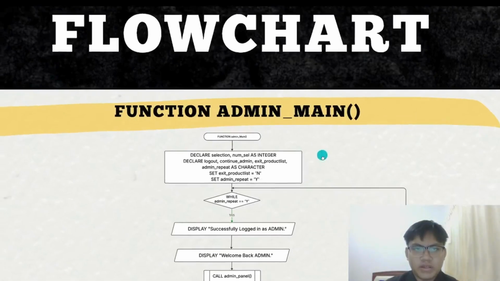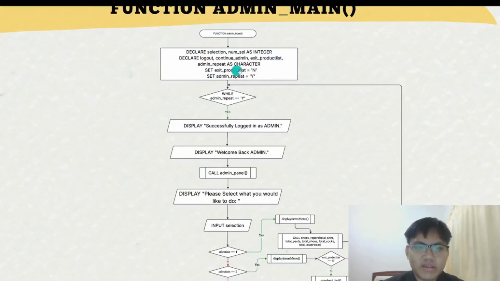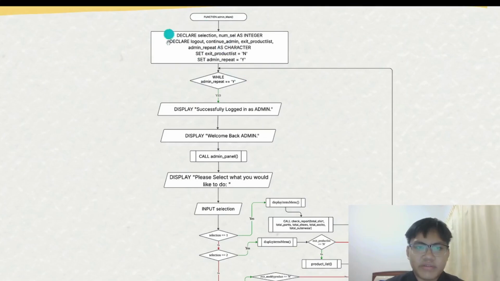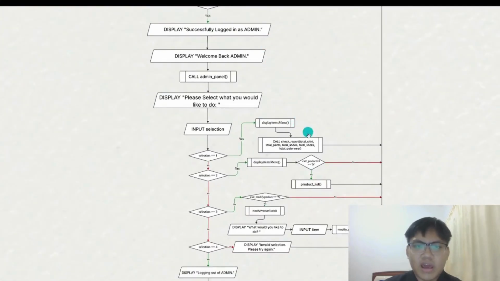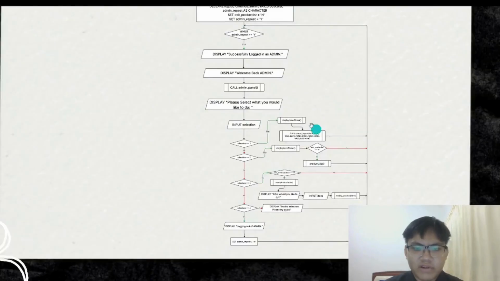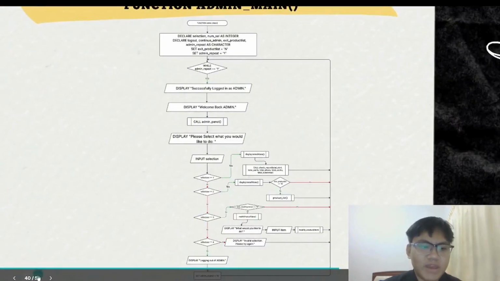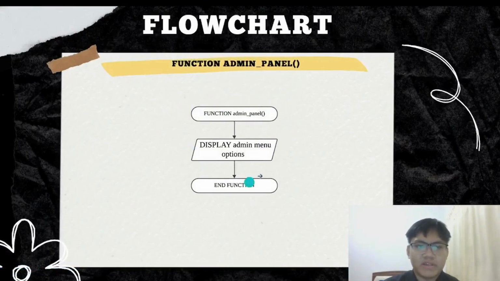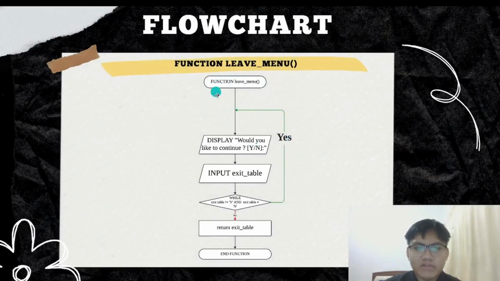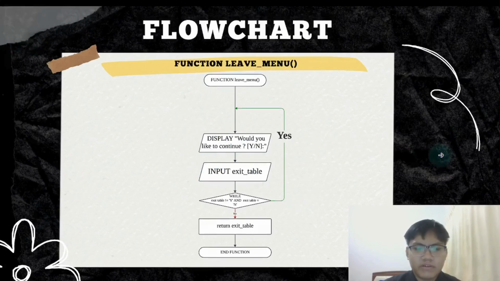Next up is the flowchart for admin main. It starts with this, and then there's a process, and after that it allows for options and repetition before logging out of the admin main. The function admin panel is just used to display the admin panel. The next one is function leave menu, which is used if the admin wants to leave. It is in a few of the other flowcharts.